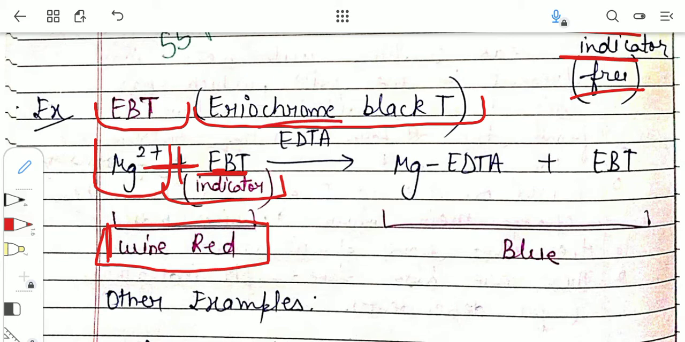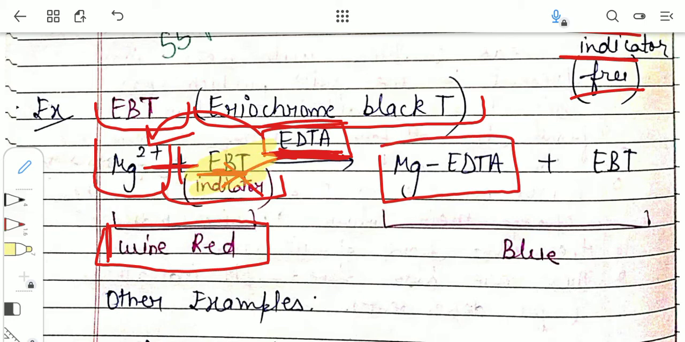Now when the titration is begun with a chelating agent such as EDTA, this EDTA will replace the EBT indicator from the complex, and itself it will form a complex with the metal ions. So here a metal-EDTA complex is formed, and our indicator, which is EBT, will become free. Now when our indicator is out of the complex, it has a different color, and that color is blue. So whenever the color of the solution changes from wine red to blue, it means that the titration is complete. This is how the metal ion indicator works: it results in a change in the color of the solution, which marks the endpoint.